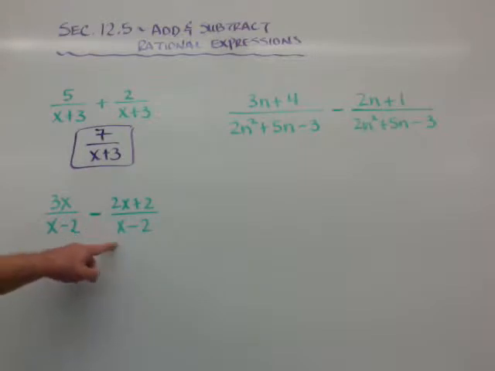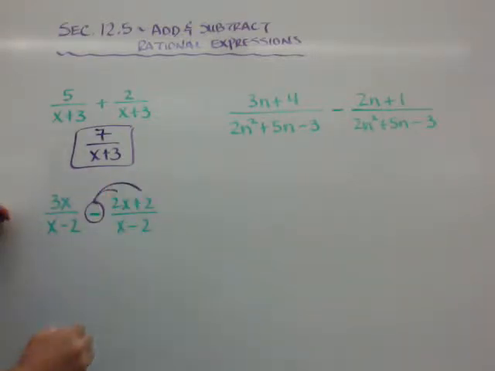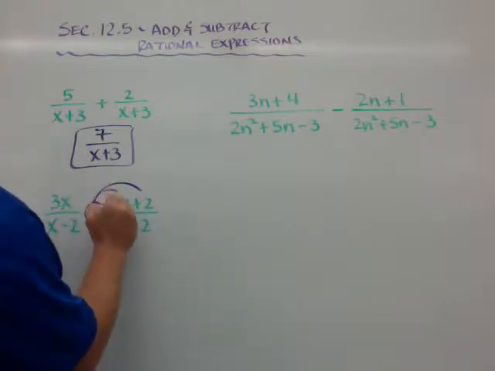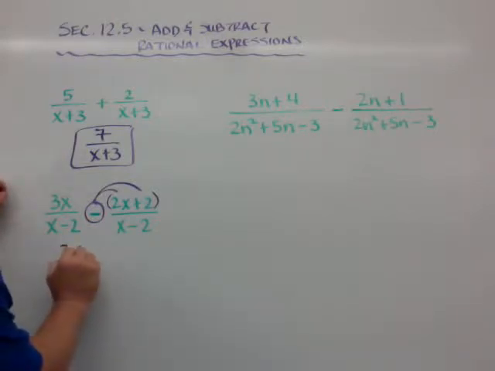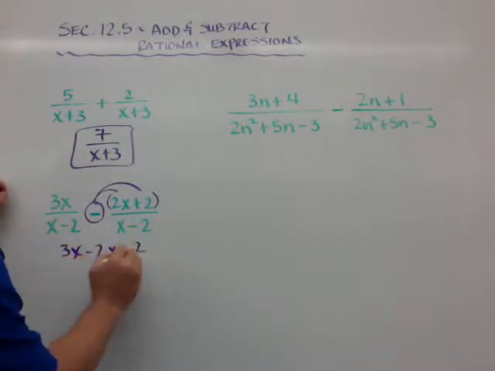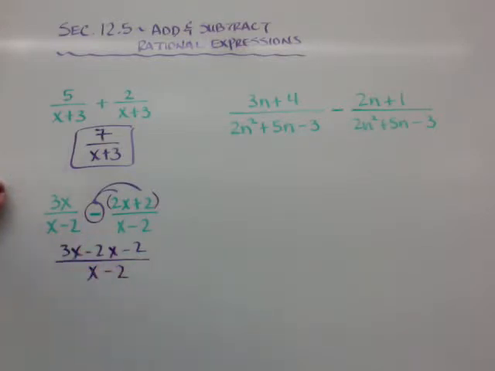Whenever you have something like this, you have to make sure you distribute the negative to both, because you got to think of this binomial as having parentheses since it's a numerator. And so I would get 3x minus 2x minus 2 over, and I can put it over the common denominator of x minus 2. Now I combine my like terms on the top. 3x minus 2x is just x, minus 2 over x minus 2.